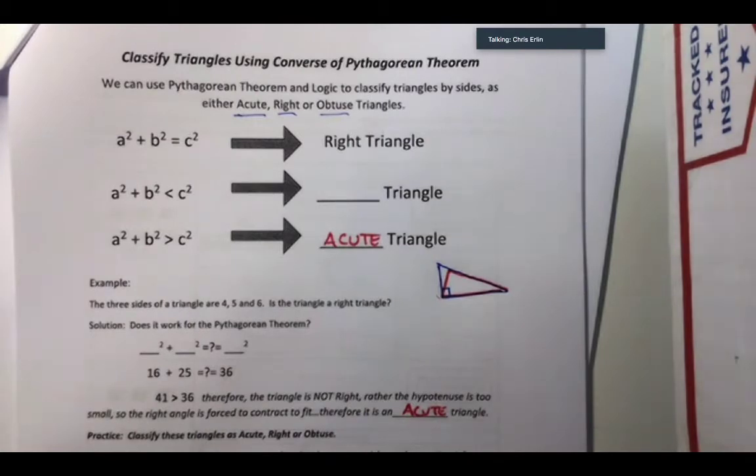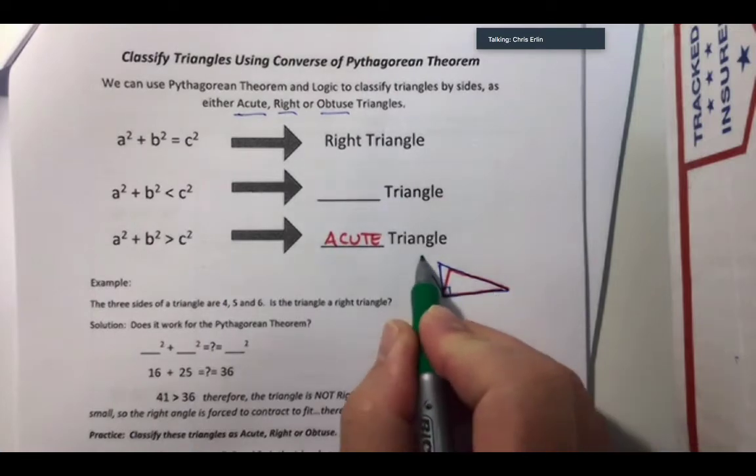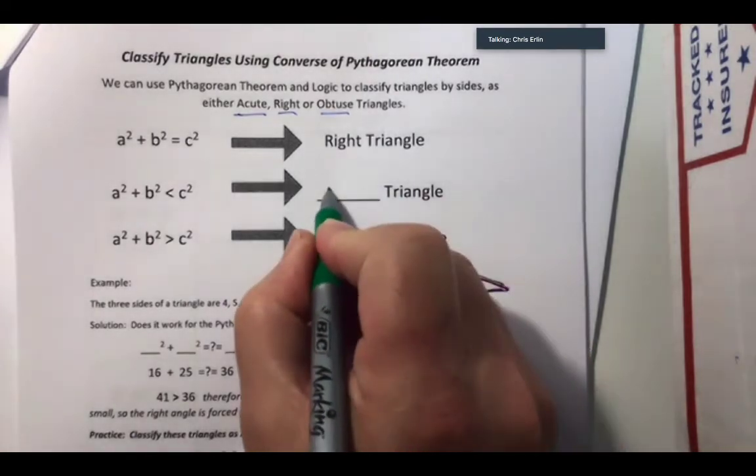Similarly, if in fact we had seen that the hypotenuse was too large to fit into what we know is our leg squared, then that would force it to be obtuse.